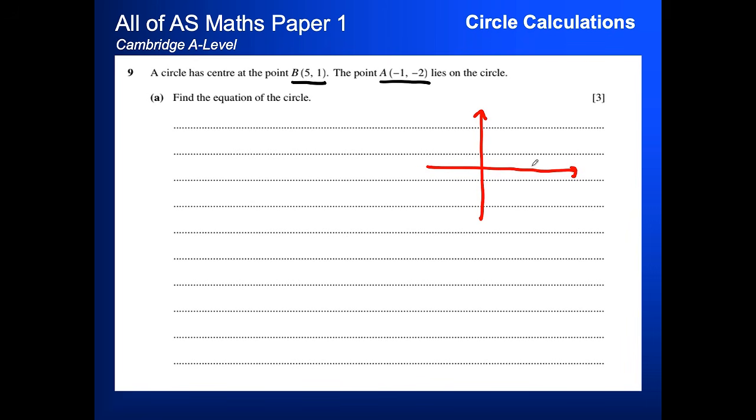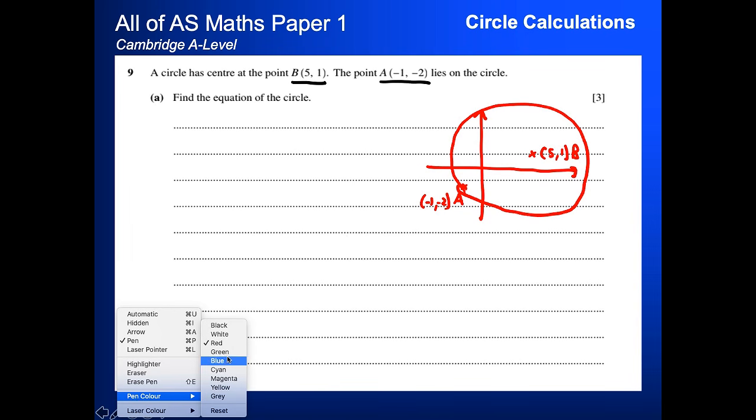So (5, 1) is over here. Makes sense. And then (-1, -2), that's going to be down here. So that's going to be our A. Let's just label these A and B. This is (-1, -2). So we're going to get a circle that goes around this. So something that looks like this. Again, not to scale, this is not right in the center, but just to give us an idea of what's going on. So again, just like before, we need to work out r squared.